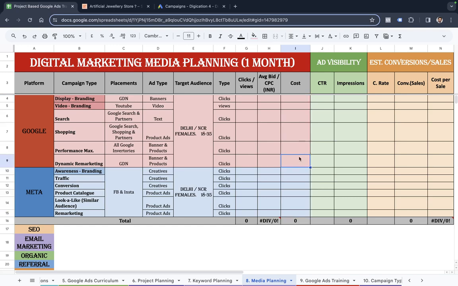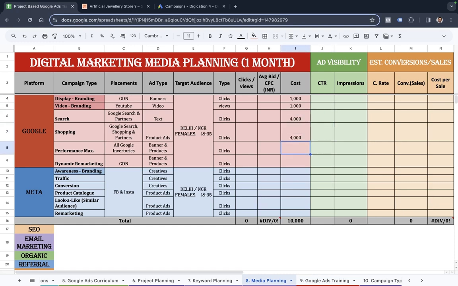Now again, how do we bifurcate these 20,000 rupees? So let's say we start with display. Display and video are the cheaper campaigns. So let's say we go with 1,000 rupees of budget for display campaign, 1,000 for a video campaign. For search, we go with somewhere around, let's say, 4,000 rupees. For shopping, we go with the same amount.